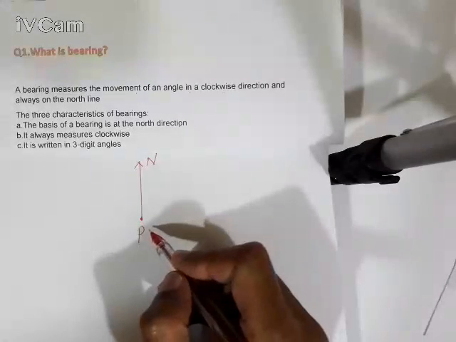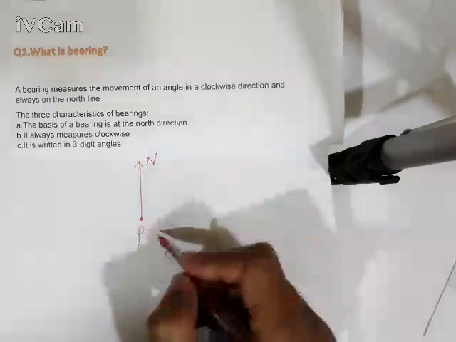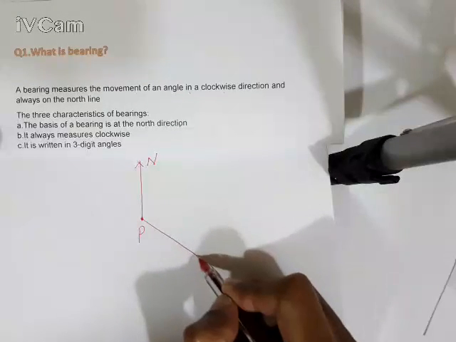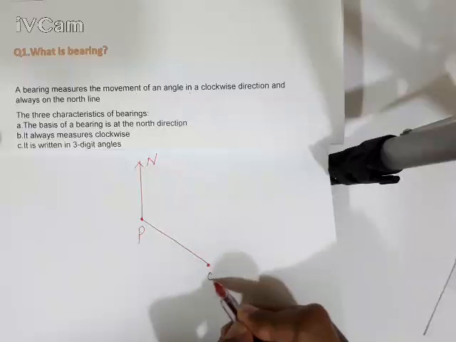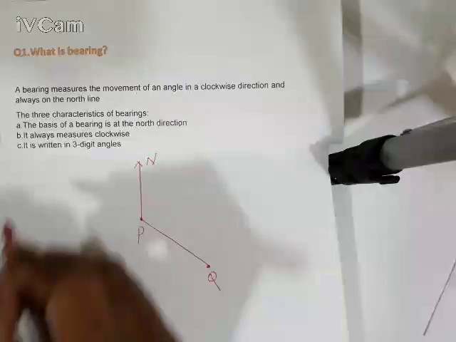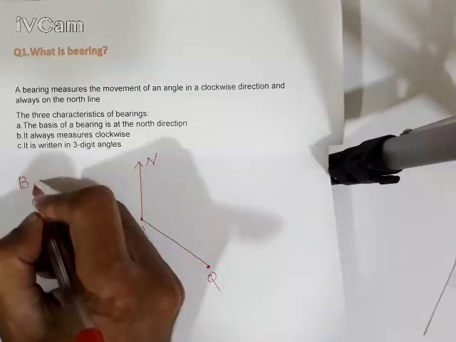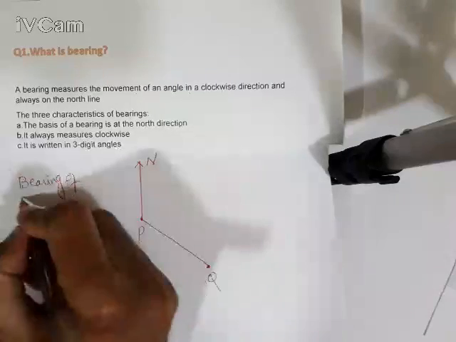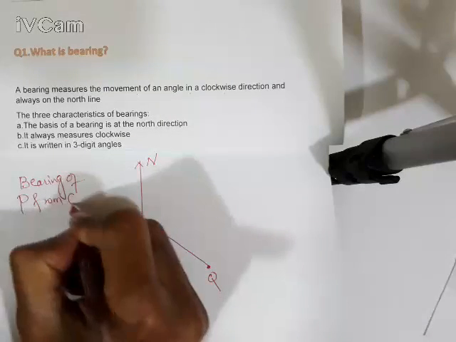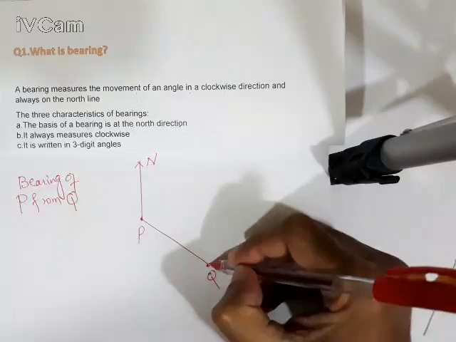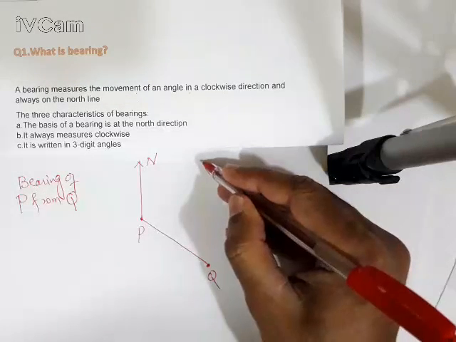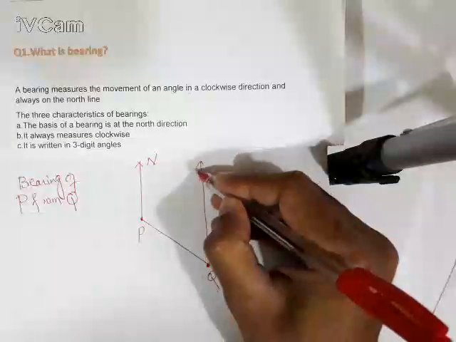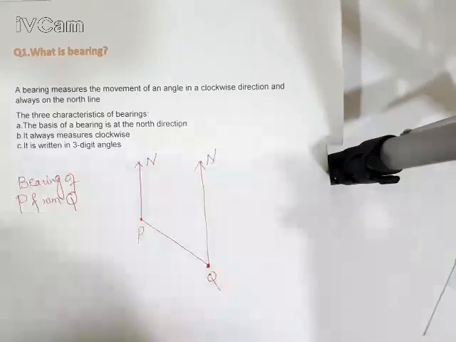So suppose the question is the bearing of P from Q. Let us suppose another point Q is on this side. Now if we want to calculate the bearing of P from Q, again you have to draw a parallel line that touches the point Q and also write north direction.